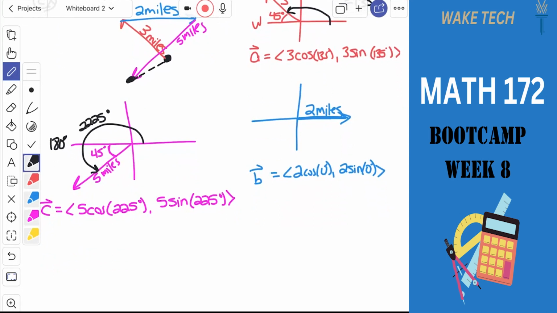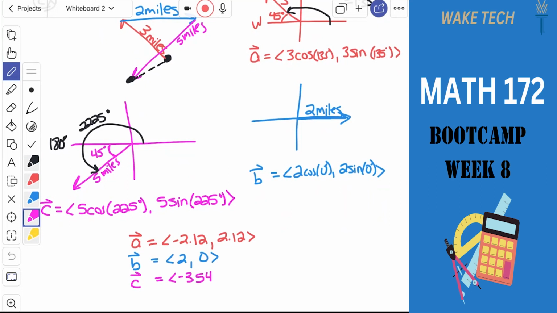All right. So ultimately what we want to do is have a vector for A, a vector for B, and a vector for C. So for A, what I'm going to do in my calculator, since we can use them now, is 3 cosine 135 and 3 sine 135. For B, we'll do 2 cosine 0 and 2 sine 0. And then for C, we'll do 5 cosine 225 and, sorry, not 3, 5 sine 225.